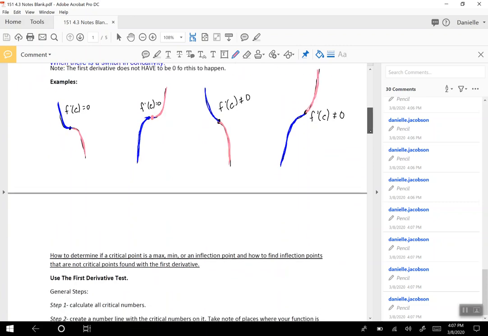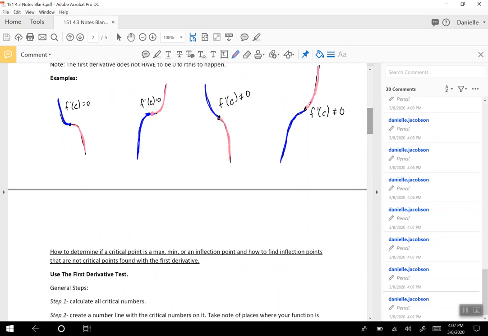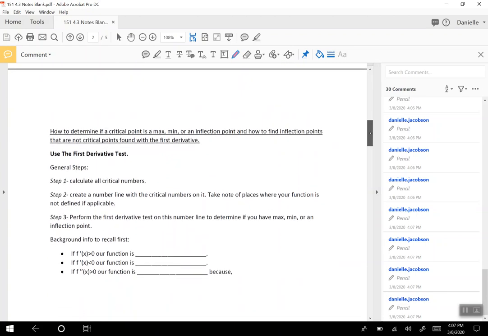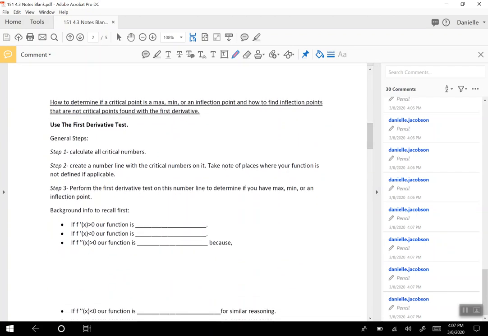So the question is, okay, well, how do we tell exactly where these points are? How can we use the first derivative or even the second derivative to figure out if we have a max, min, or an inflection point? The way we do this is we use what we call the first and second derivative tests. All right, so you don't always have to use both tests, but both have their own good uses, which is why we're going to cover both.